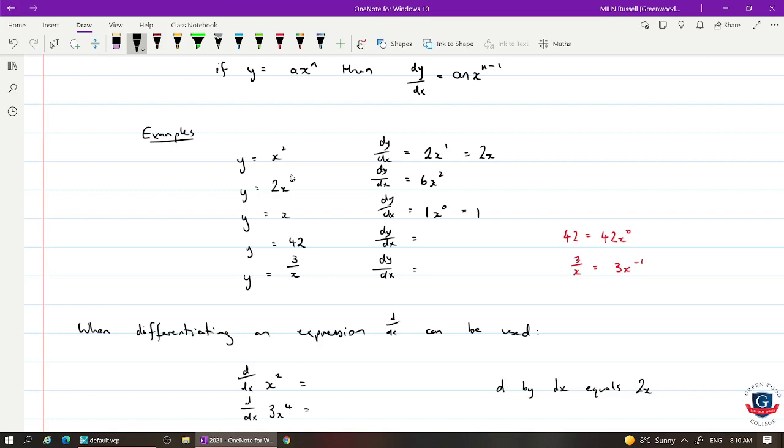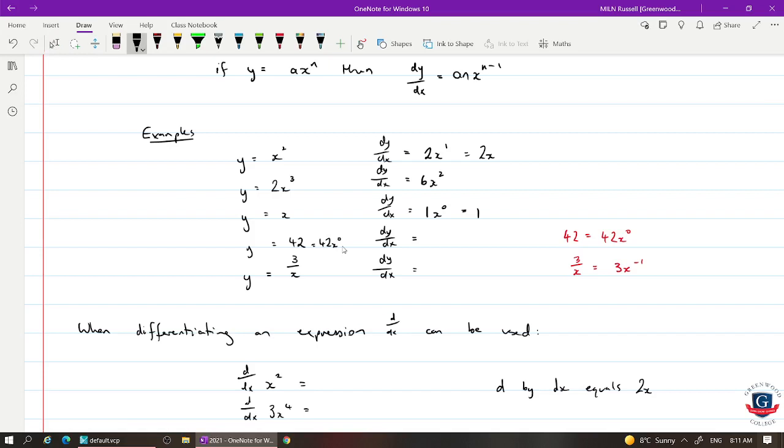So if you have x and you differentiate it, the variable is going to disappear. If you have any other power, it will do something. So here we go, we've got 42. We could write that as 42x to the 0, that would be 42 times 1, which would be 42.